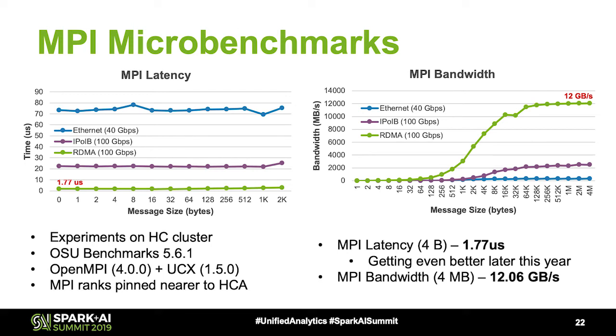And bandwidth-wise, we see it's around 12 GB per second, which translates to around 96 Gbps. Whereas you see IP over IB, even though it's on the same transport, it's still not able to reach that high bandwidth, because there are a lot of software overheads as it's going through the kernel. And Ethernet, again, the bandwidth is not as high as expected. And the number that I mentioned, 1.77 microseconds, this is getting even better. We have some driver and SKU performance optimizations that are coming, and these numbers are going to get even better.